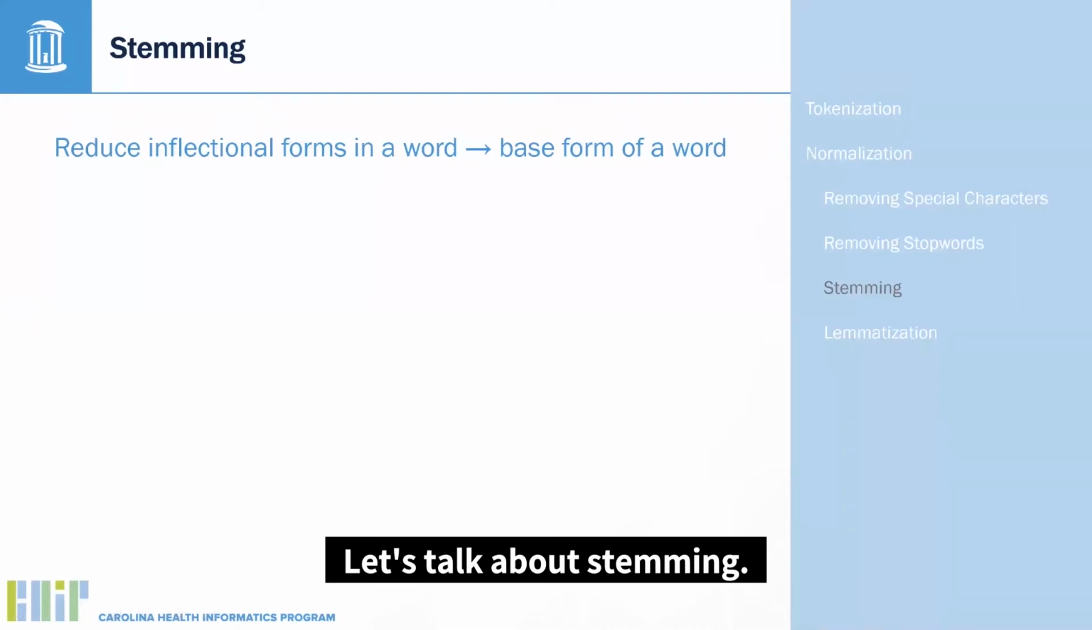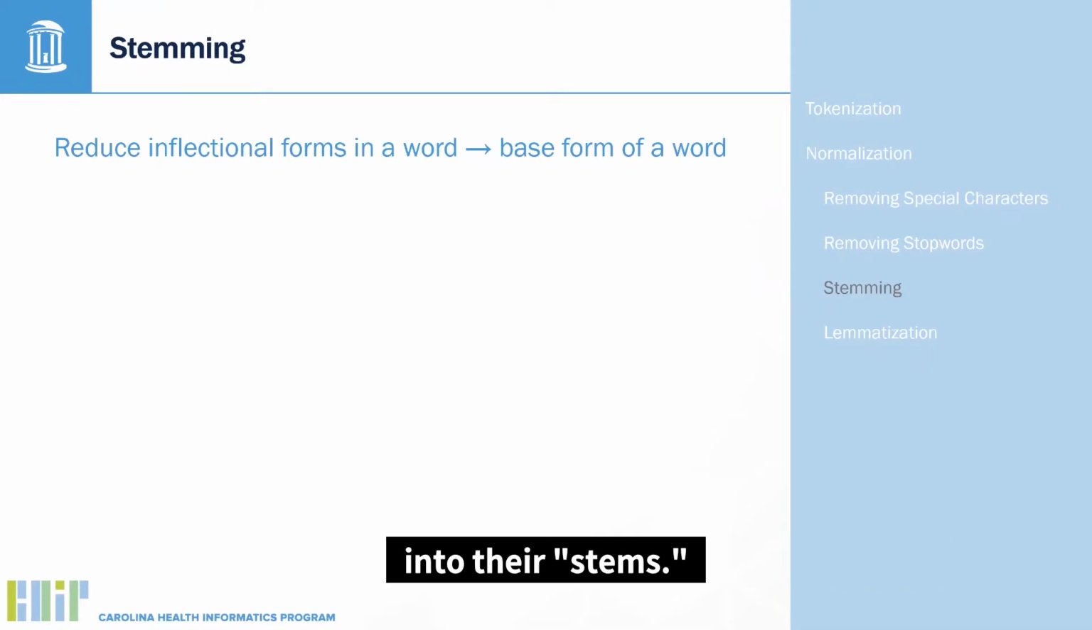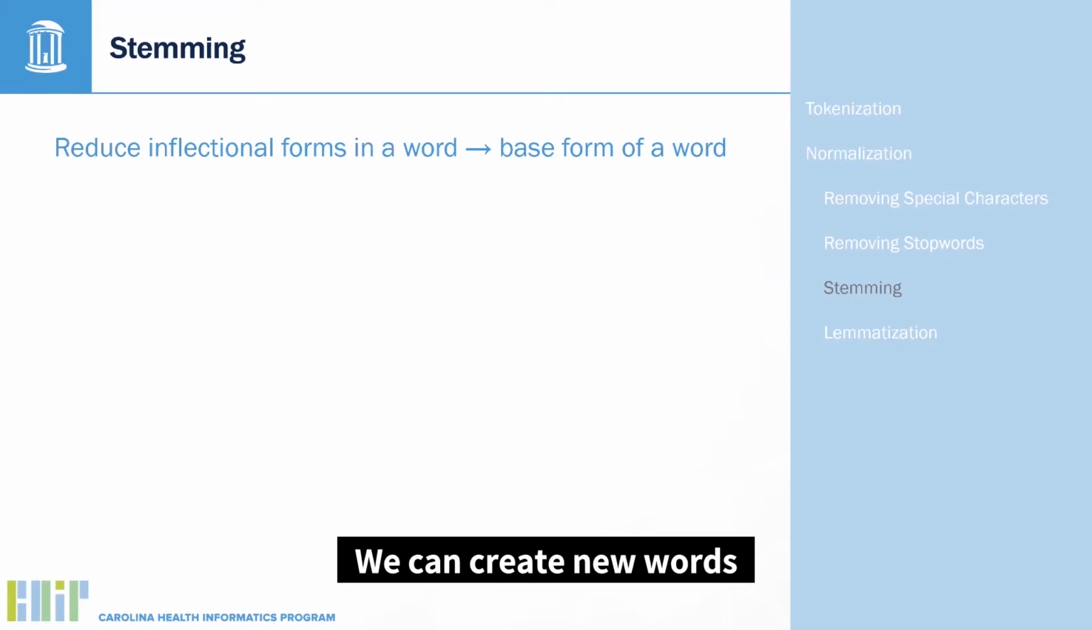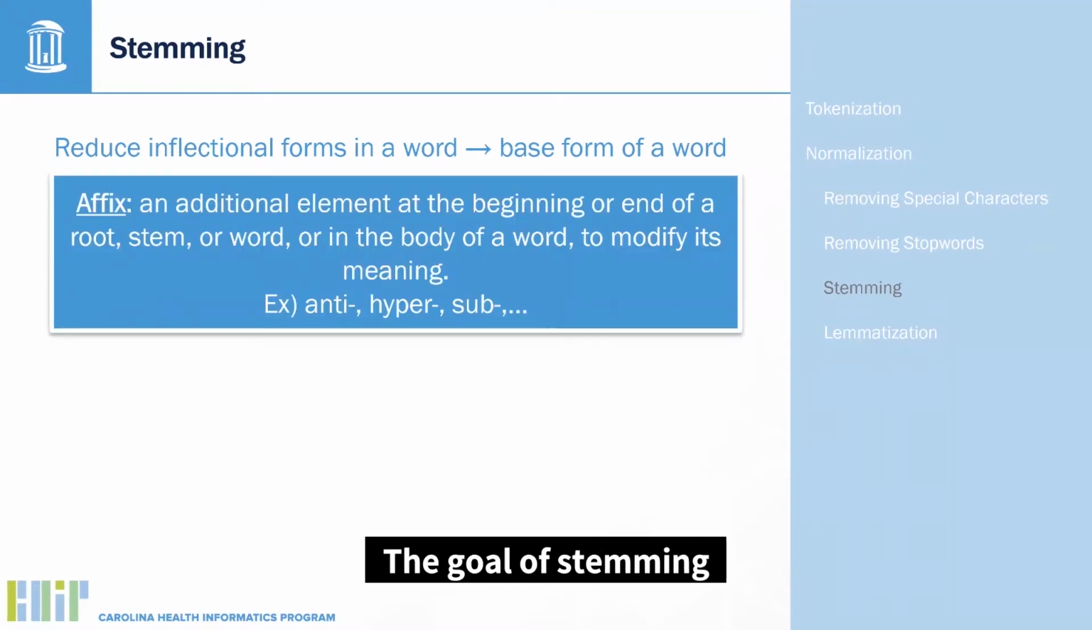Let's talk about stemming. Stemming is literally all about transforming words into their stems. Word stem is also known as a base form of a word. How do humans create new words? We can create new words by attaching affixes to word base in a process known as inflection. The goal of stemming is to reduce inflectional forms to a common base form. The stemming process maps all inflectional forms of a word to the same root form.